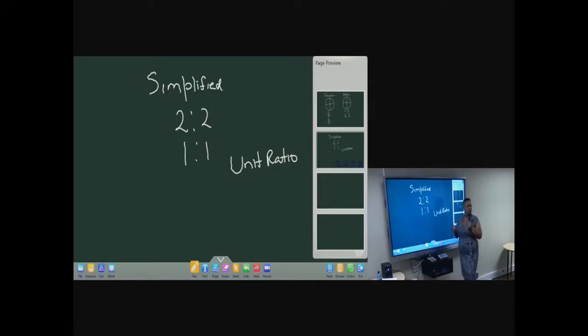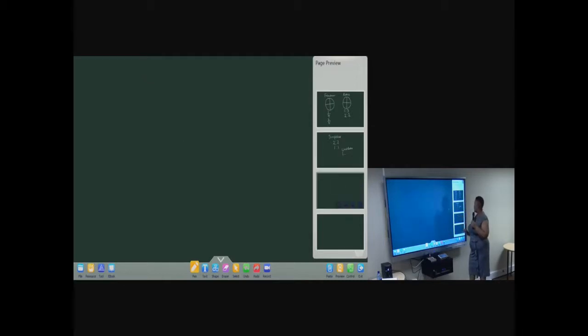Ratio can also be in the form of a unit ratio, and we mostly use unit ratio when we are dealing with our scales. A learner will be asked to write a ratio in the form of 1 to something. One other important thing first before we simplify is learners are just asked simple questions in an exam.